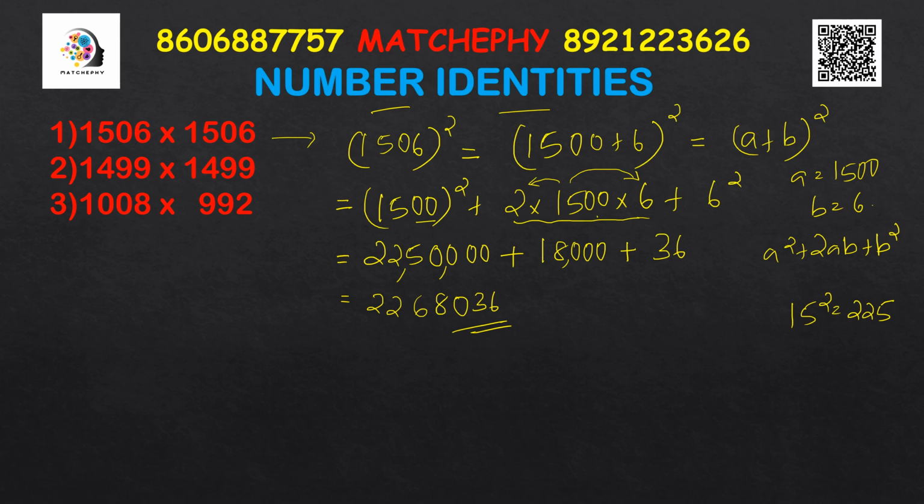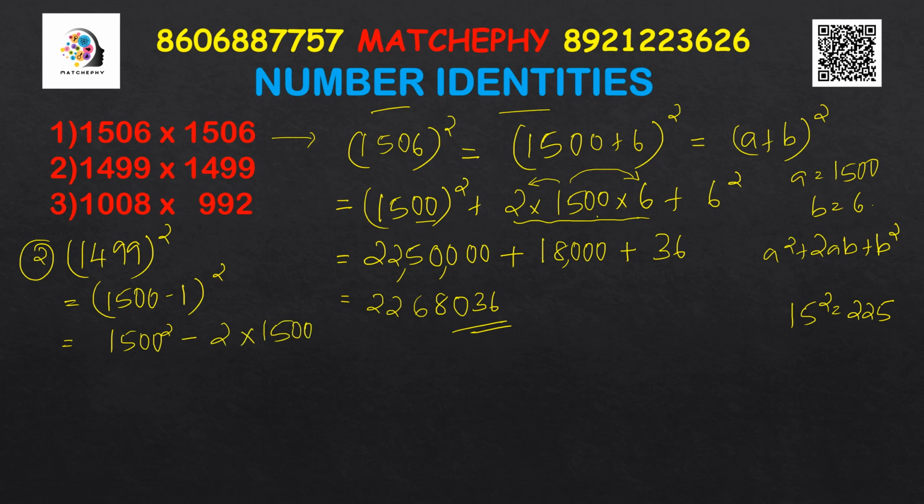So likewise, if we try the second question, that is 1499 the whole square, the same thing. How can we do that? We can split it into 1500 minus 1 the whole square. Very easy. So that will be equal to 1500 square minus 2 into 1500 into 1 plus 1 square. So that will be 22 lakh 50,000 minus 2 into 1500, which is 3000, plus 1. So 22 lakh 50,000 minus 3000, we will get 22 lakh 47,000. And adding 1, 22 lakh 47,000 and 1 will be the final answer.